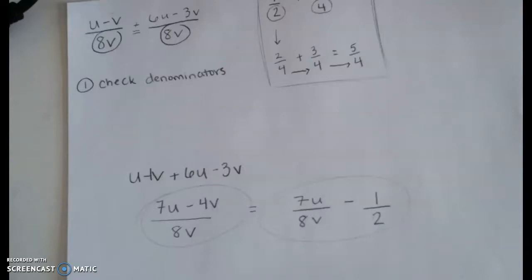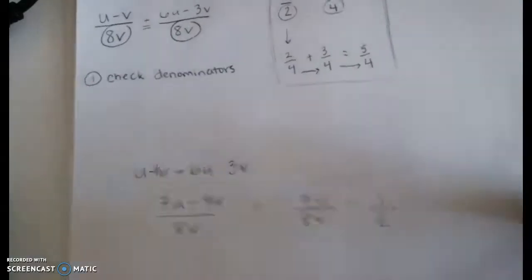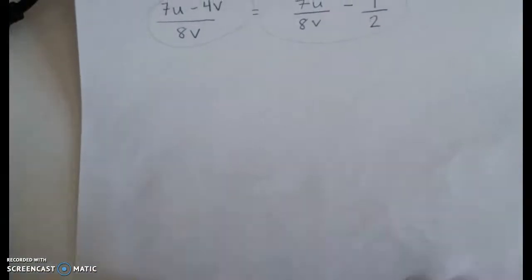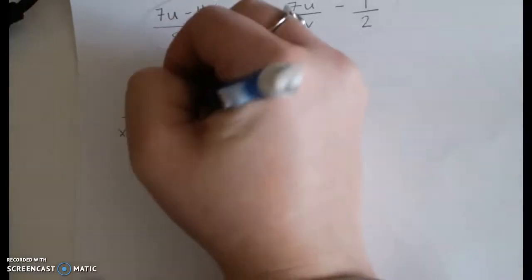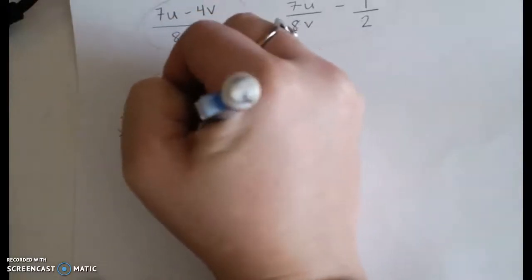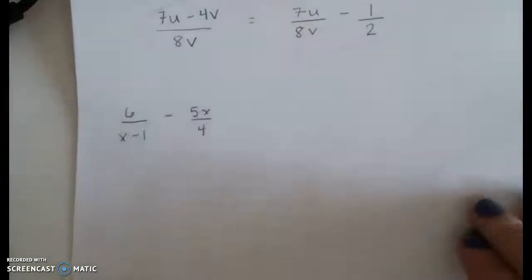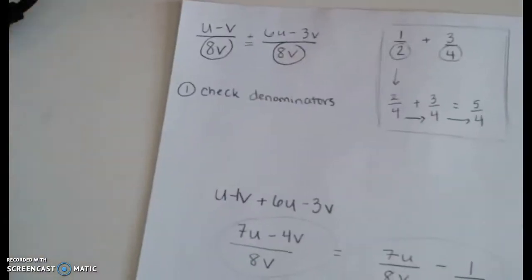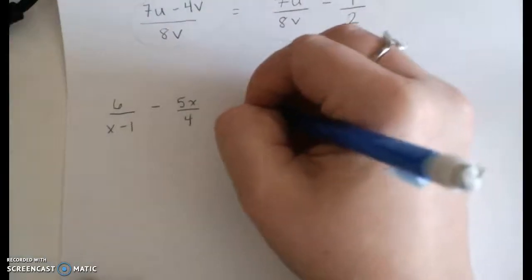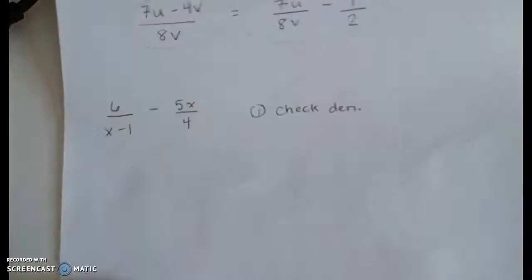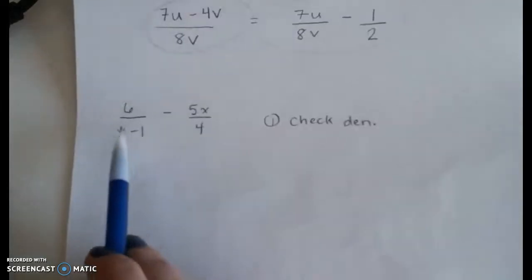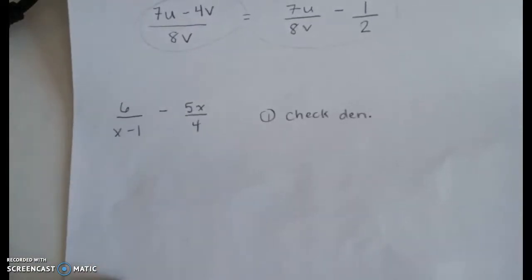Now, the natural question is, well, what do we do when our denominators aren't the same? Okay, so let me give you an example of that. Let me give you the rational expression 6 over x minus 1 minus 5x over 4. Okay, our first thing that we always do is check our denominators. So I'm going to write that down here too so we can see it as we go. And I'm going to abbreviate it as DEN. When we check our denominators, we see that they aren't the same.